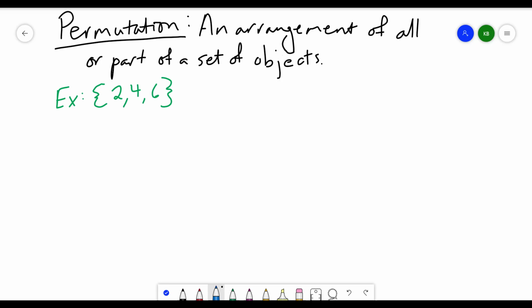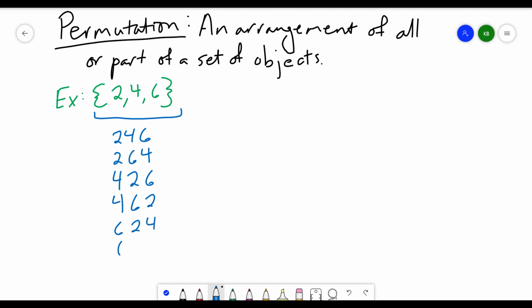So this is very similar to the password example we were giving, except we have a set of objects we're working with. So here I'm going to work with the set of objects 2, 4, and 6. And I'm going to list all the possible arrangements of all 3 objects. So I could have 2, 4, and 6. I could have 2, 6, and 4. I could have 4, 2, and 6. I could have 4, 6, and 2. I have 6, 2, and 4. And I could have 6, 4, and 2.